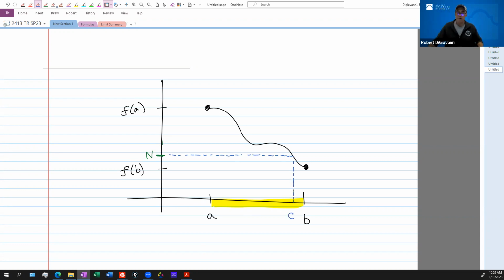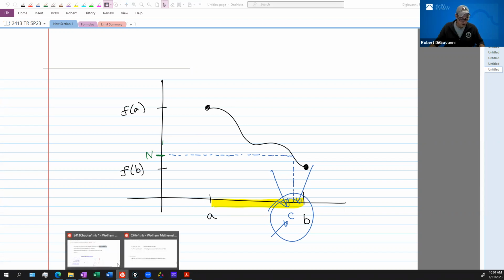You see? The theorem says you're guaranteed that you can find that value c. That value c is always going to be there, as long as you started with a continuous function on a closed interval and the two endpoints weren't the same.